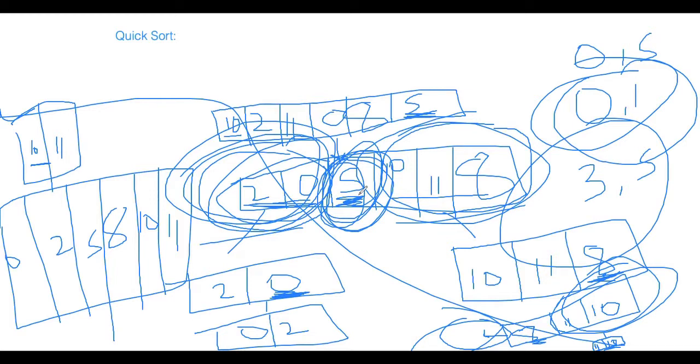So now let's think about the worst case scenario. I told you there is a worst case scenario also, right? Let's suppose the array is sorted. Let's think about what will happen if the array is sorted.